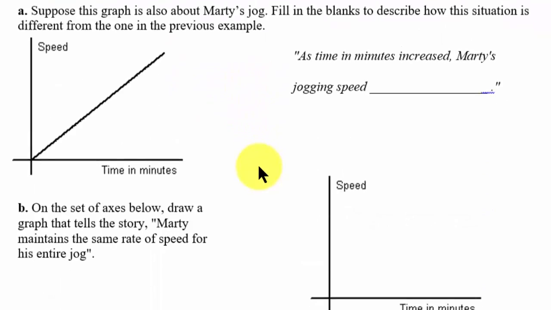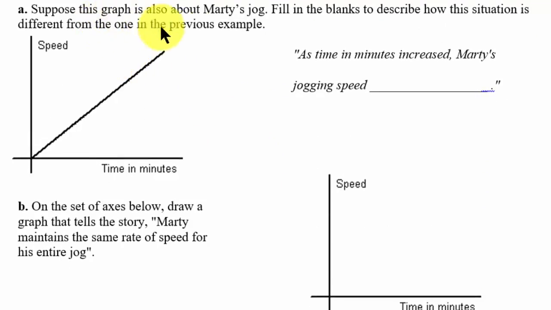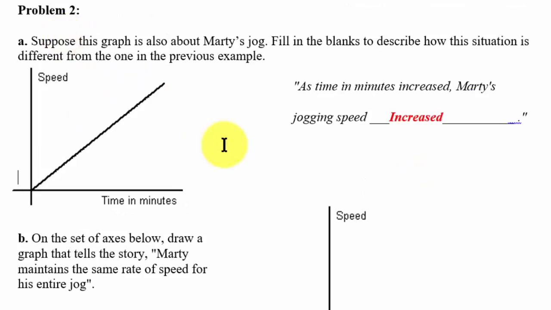So if we look at problem 2, okay, suppose this graph is also about Marty's jog. Fill in the blanks to describe how this situation is different from the one in the previous example. Well, here it looks like Marty's speed is just increasing, right? As time gets larger, his speed gets larger. Right, so I just wrote the word increased in the blank.